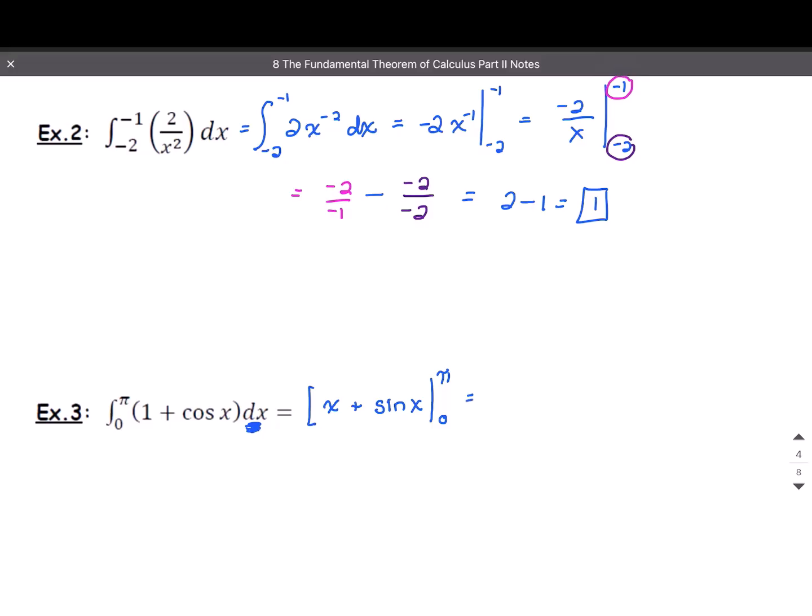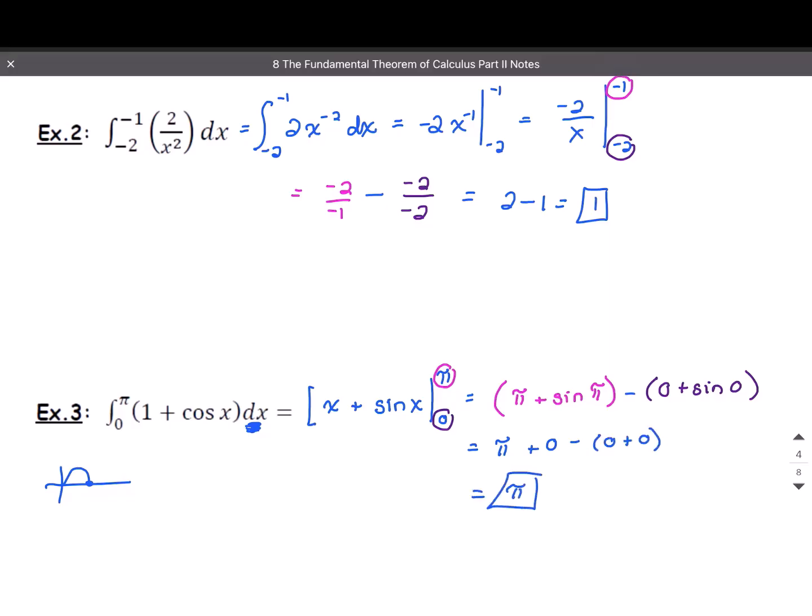So the first thing we do is we plug in the top limit, pi plus sine pi, minus, now we're going to substitute in the lower limit, 0 plus sine 0. So let's see, that gives us pi plus, now remember, your sine of pi is 0, minus 0 plus sine of 0 is also 0. So all we're going to get here is pi. The value of the integral is pi. All done.